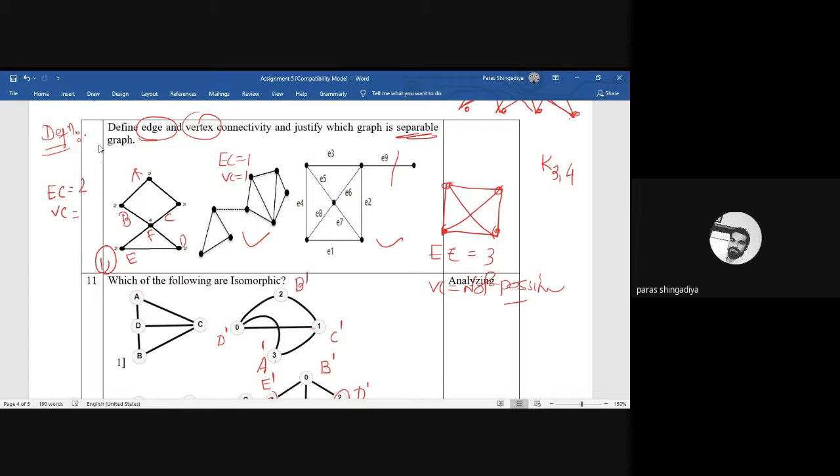Clear? Refer to this theory again if you have any doubt. The notes are already available in e-content. So just refer to this topic again, and after that check which of the graphs is a separable graph. Okay, so what is the meaning of a separable graph? A graph whose vertex connectivity is one. So a graph whose vertex connectivity is one is called a separable graph. Okay, so that is the definition.